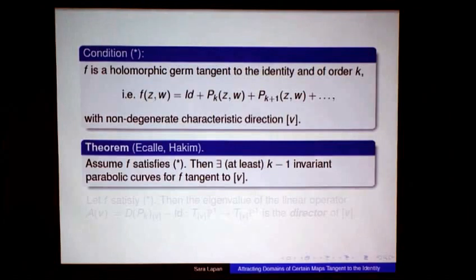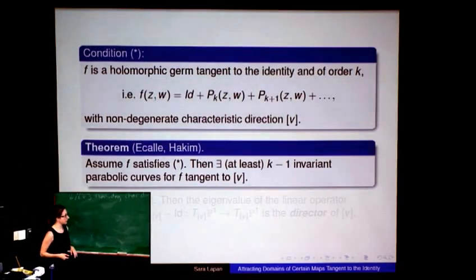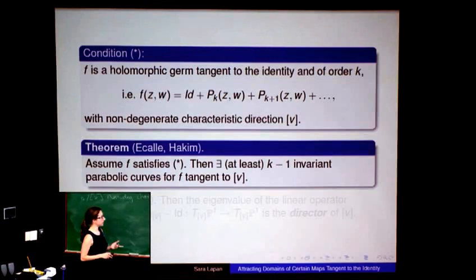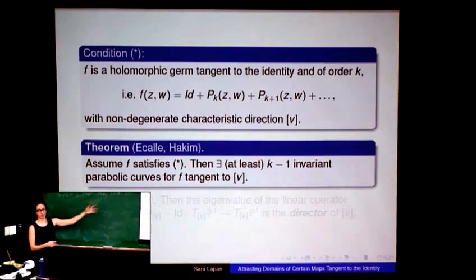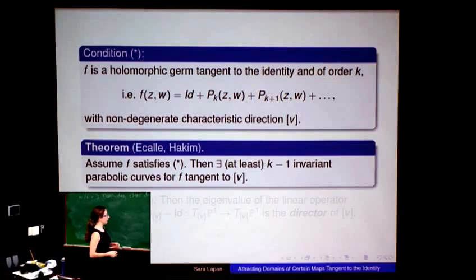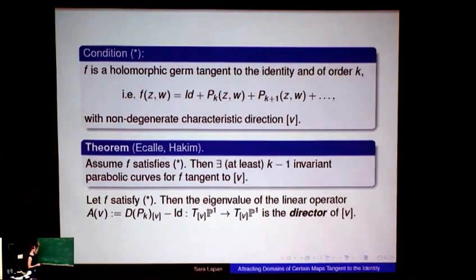Okay, so a theorem by Écalle and Hakim: assume f satisfies this condition, then there are at least k minus 1 invariant parabolic curves for f tangent to v. So this is one of the directions that could go in generalizing the Leau-Fatou flower theorem. I'm not going to talk about that part. Then we have a definition here. If f satisfies this condition, then the eigenvalue of the linear operator A of v equals dP_k of v minus the identity, and this is called the director of v.